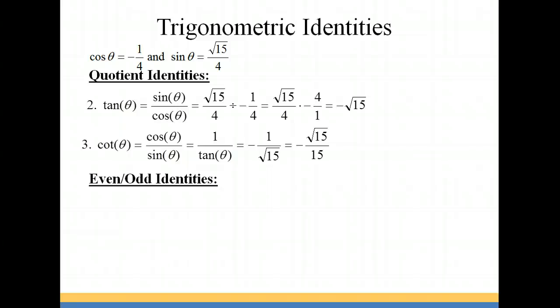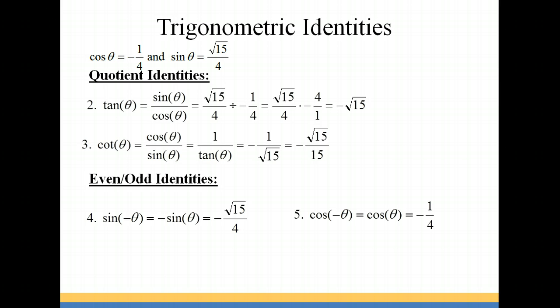Next, we're going to talk about even odd identities. We wanted to find the sine of the negative of the angle theta, which we decided was equal to the negative of the sine of theta. So we're just going to take the opposite of what we had for the sine of theta. So we have negative square root of 15/4. The cosine of the negative of the angle is equal to the cosine itself, so we have -1/4. The tan of the negative of the angle is equal to the opposite of the tan of the angle, so that's going to give us a positive square root of 15, since the tan was already negative.